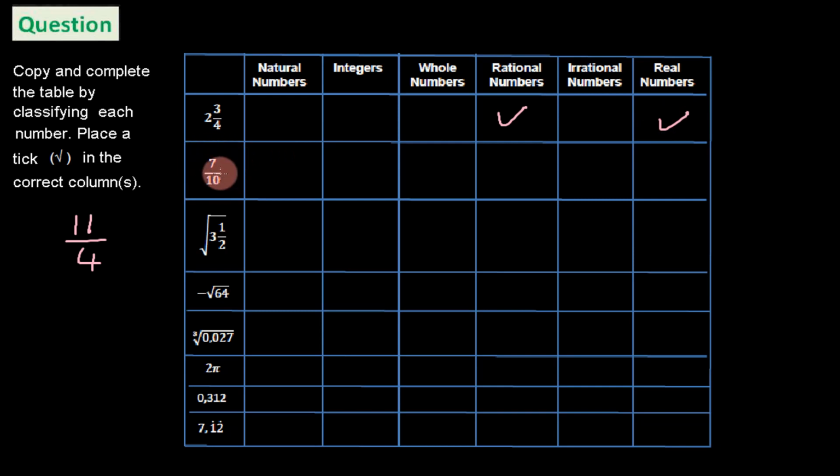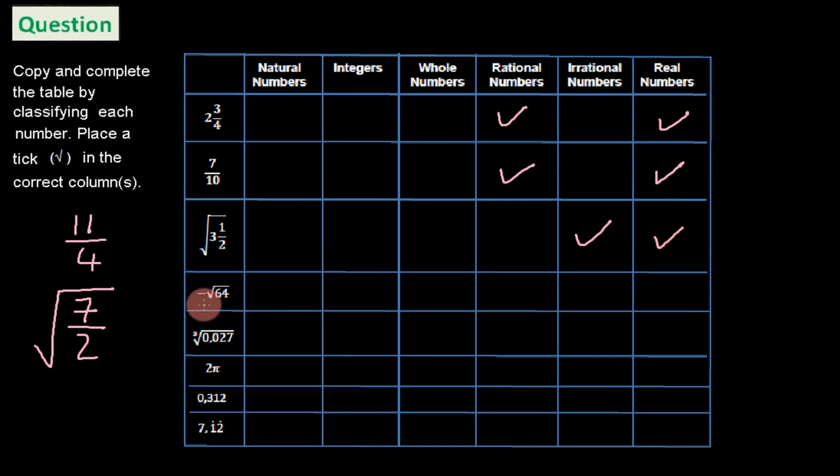7/10 is a fraction and hence a rational number and also real. Then we have the square root of 3.5, so the square root of a mixed number. 3.5 we can write as an improper fraction, and we can write it as 7/2. So it's a square root of 7/2. Now, 7/2 is not a perfect square. So we have the square root of a number that's not a perfect square, and hence it's irrational. All irrational numbers are also real.